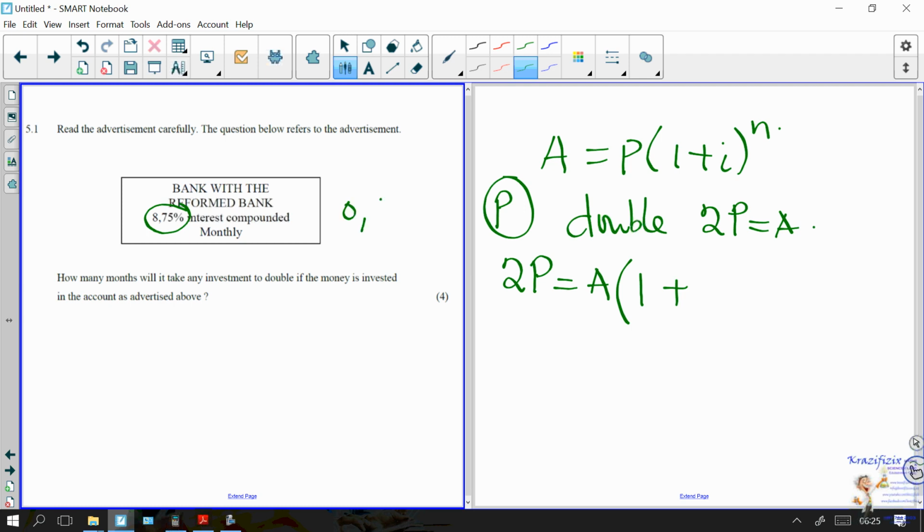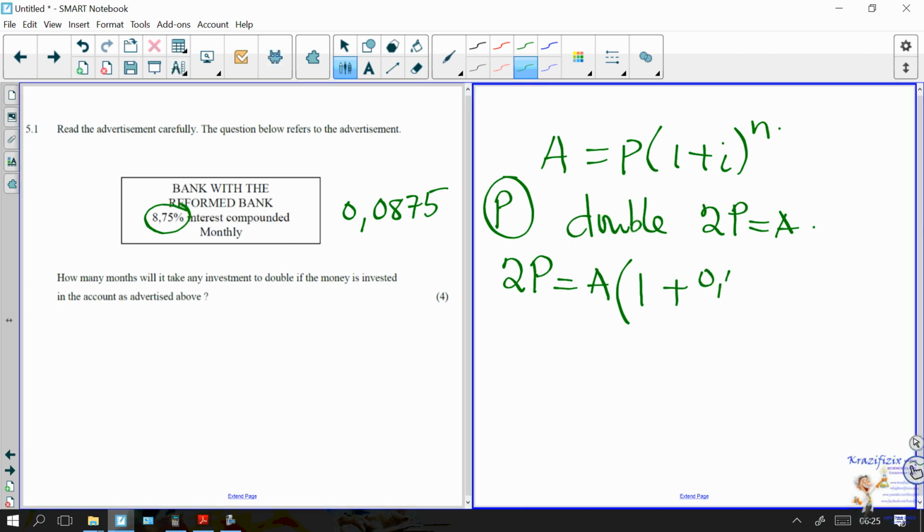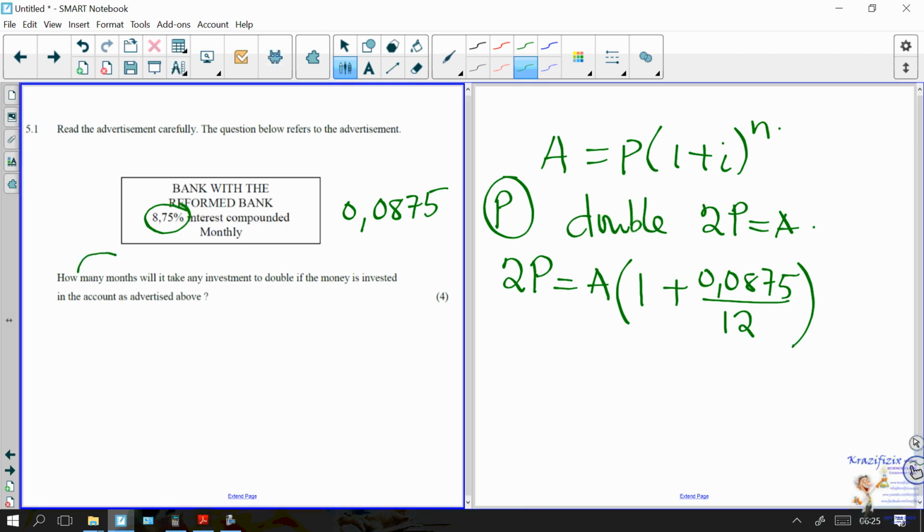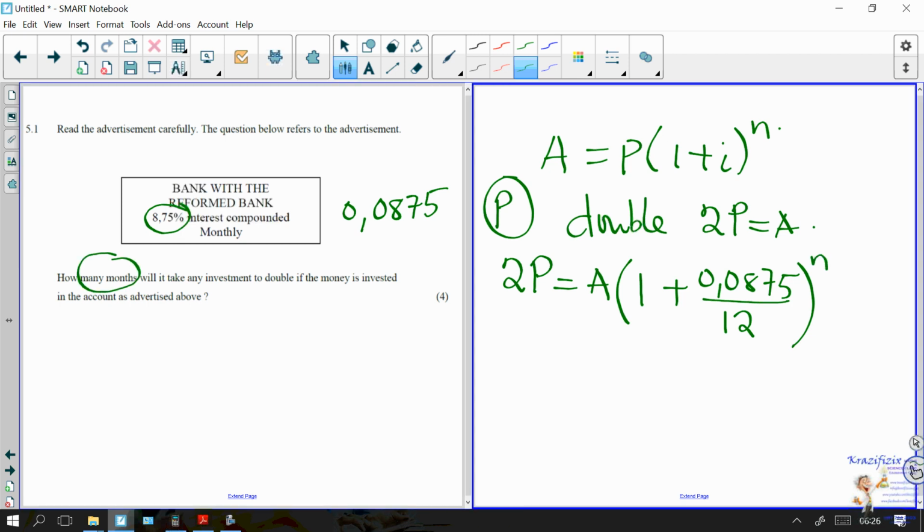That will give you 0.0875. But this one is annually. What do we do? We're talking about monthly. Divide by 12. And what will my n be? They said how many months? That's what we're looking for, n. Okay. By the way, this is P. Now what you notice, you can divide both sides by P. So what are you left with?